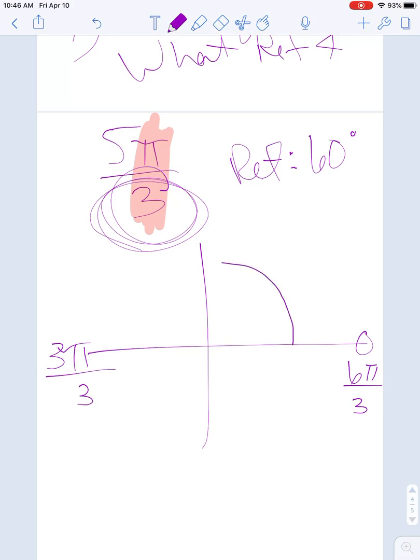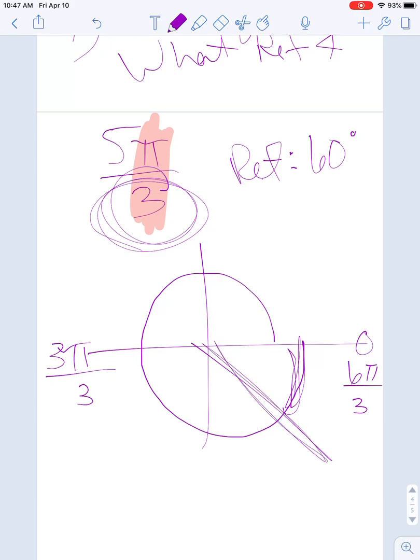I'm going to rotate here. I get to 3 pi over 3. Got to keep going. But if I only go 1 more, I'm only at 4 pi over 3. Well, that's not what I want. I want 5 pi over 3. I keep going. 3 pi over 3. Keep going. 6 pi over 3. Oh, that's too many. I'm 1 less. I'm in the fourth quadrant.